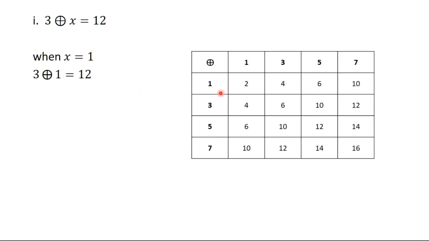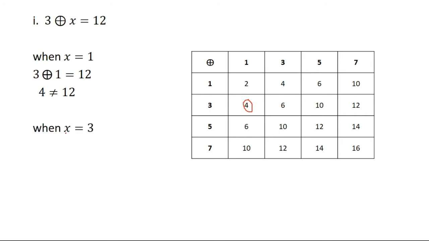From our table, 3 plus 1 is 4. So you can see from here that 3 plus 1 is 4. But we know that 4 is not equal to 12. So it means that x is not 1, it is not the correct answer for x. So we move on to the next element in the set.